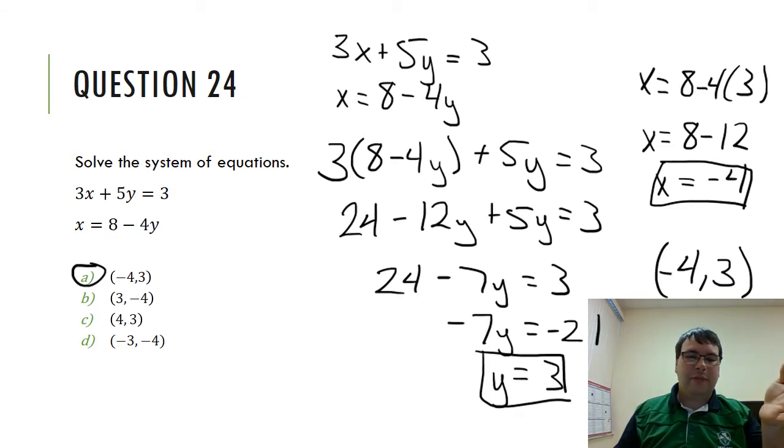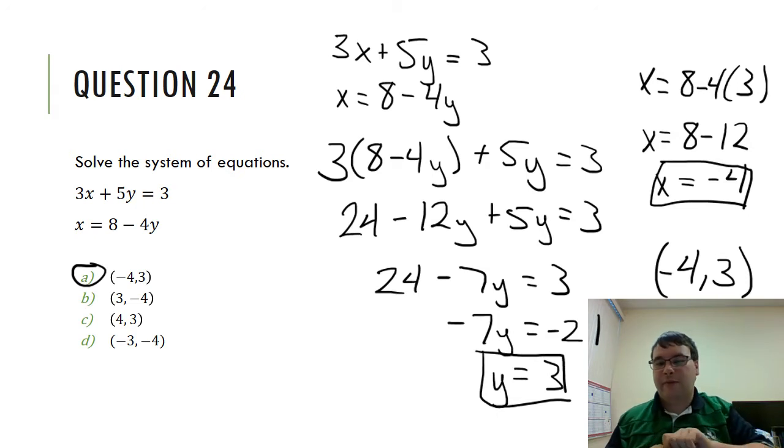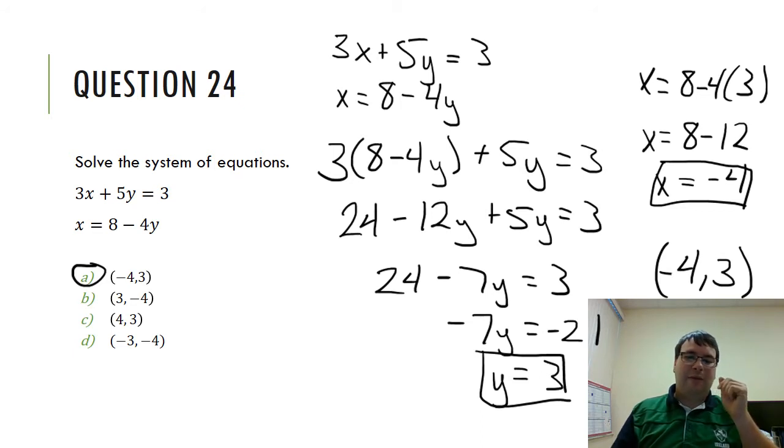So we have to solve the system of equations. They give us 3x plus 5y is equal to 3. And then they give us x is equal to 8 minus 4y. Just going to get my equations up here real quick. Beautiful. So if the first equation is saying that 3x plus 5y is equal to 3, and the second equation says x is 8 minus 4y, then couldn't I take this 8 minus 4y and substitute it for x? Why not?